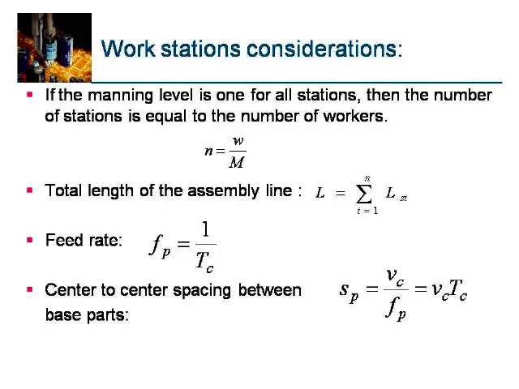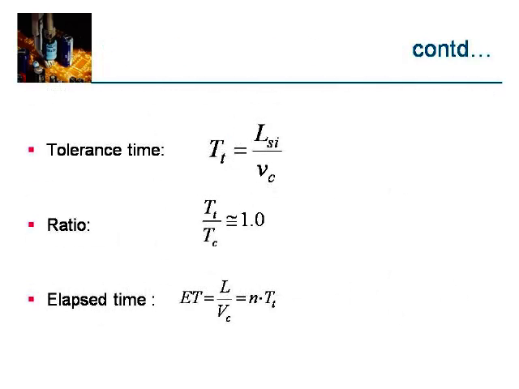We can easily calculate the feed rate. FP is equal to 1 by TC, and the center to center spacing between base parts is SP is equal to 1 by FP into VC, or VC into TC. Thus tolerance time, that means the total amount of time available in a workstation zone, is TT equal to LSI divided by VC. Our ratio is equal to TT divided by TC. Lapse time is ET equal to L by VC, or N into TT.